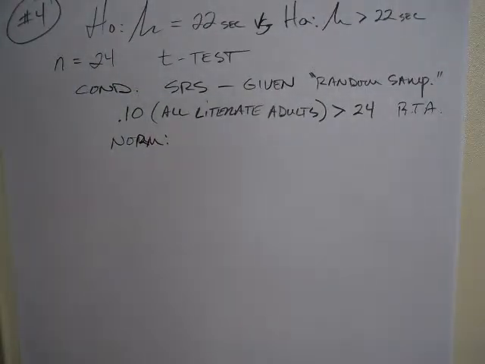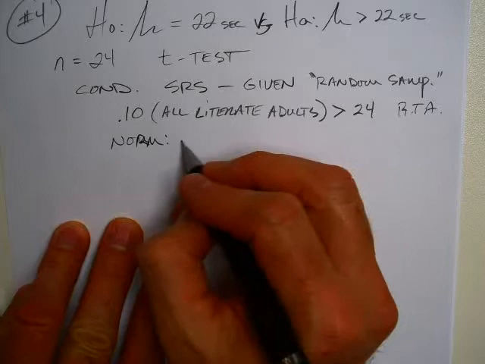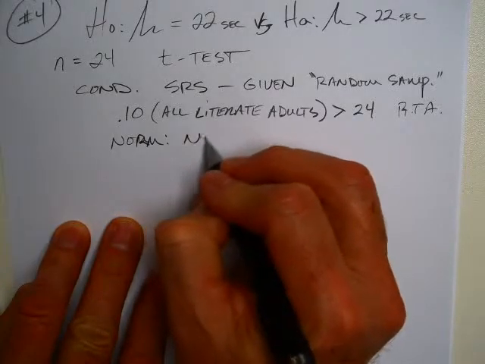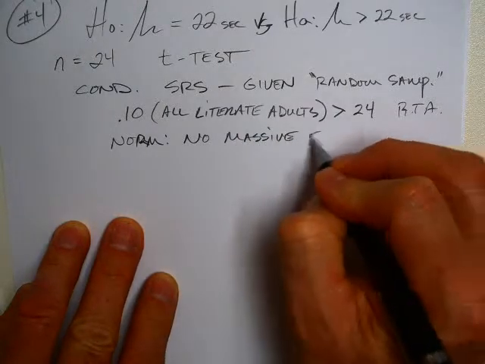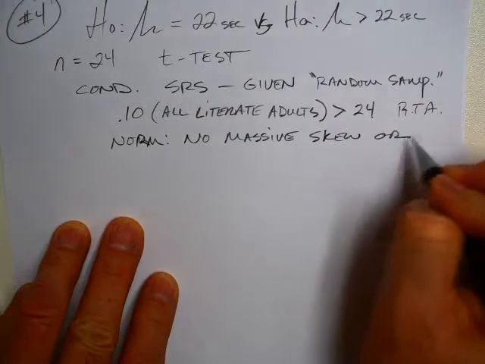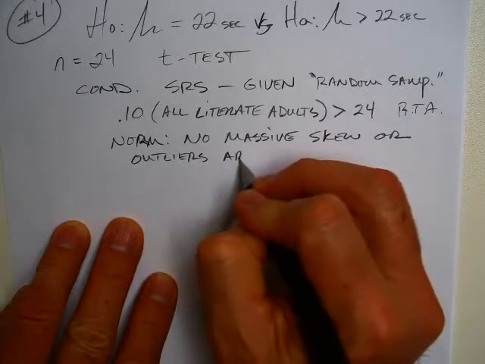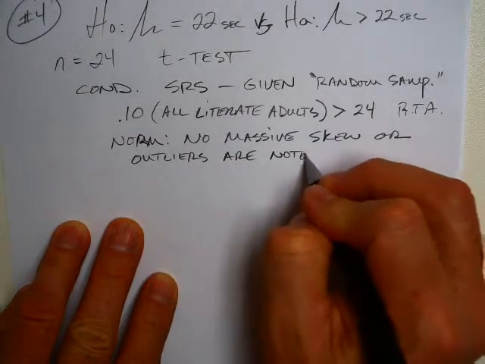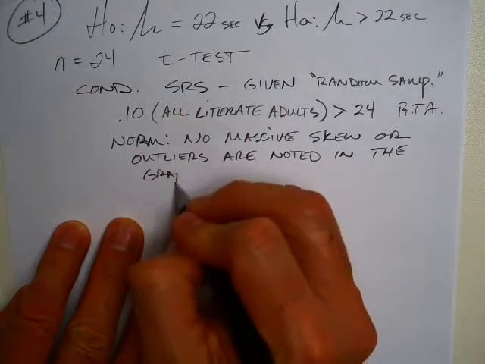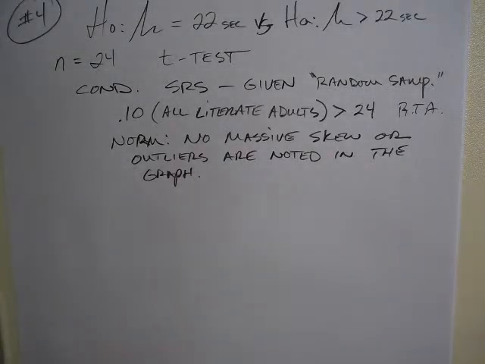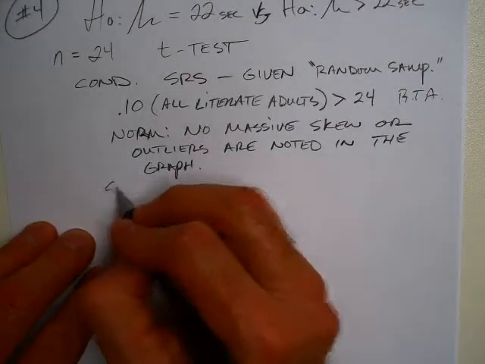If I were doing this for the AP exam, I would actually make some quick sketches of those, just what you see on the screen. But for us here, I'm going to say no massive skew or outliers are noted in the graph. Do you have to say that exactly like I did? No. Just tell me that you didn't see it in the graph. So our conditions are met.